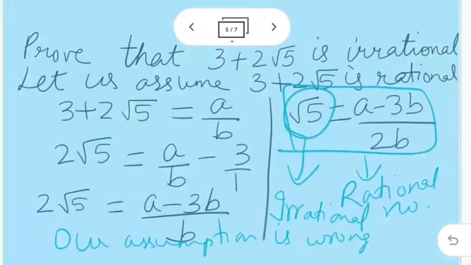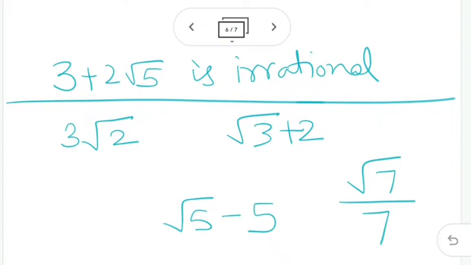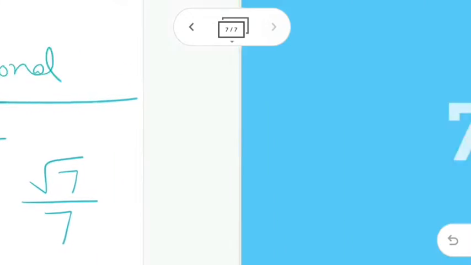Here what we did, we had an irrational number root 5, we multiplied 2 with it and then we added 3 to that. So whenever we do some changes, we add, subtract, multiply or divide something with the irrational number, then the resulting number is again an irrational number. So we can prove similar questions using this result.